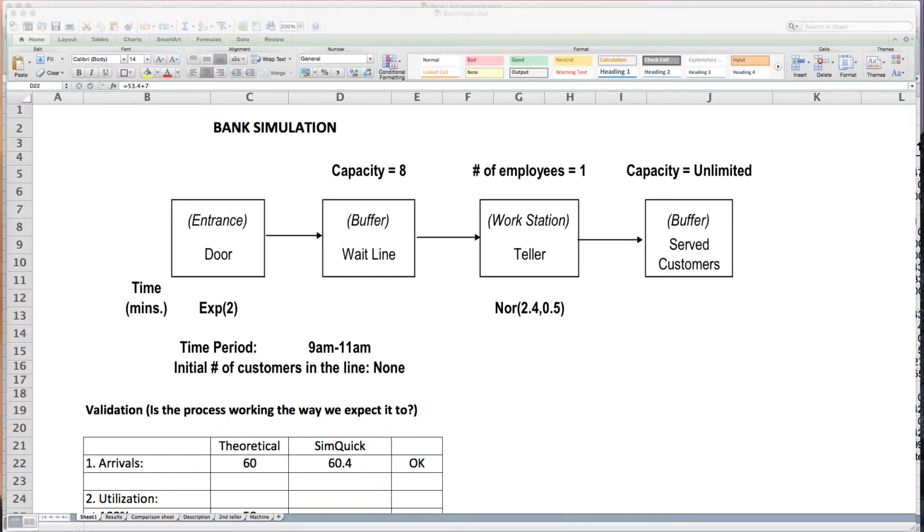The time period that we were modelling was 9 till 11 a.m. and because the bank opens at 11, there are no customers in line at 9 a.m. So the initial number of customers in line is 0.